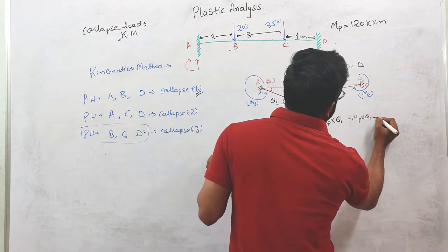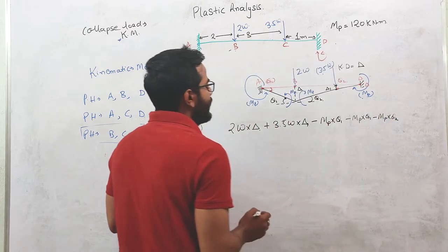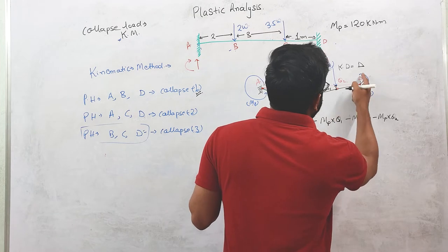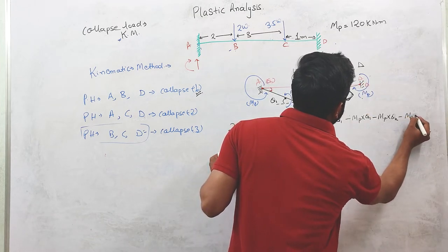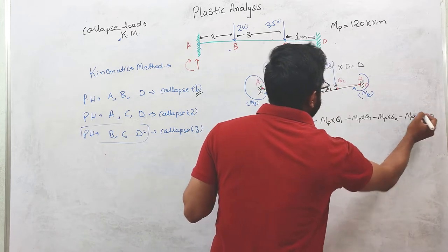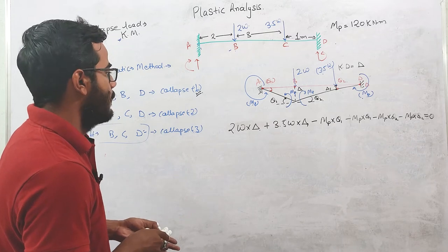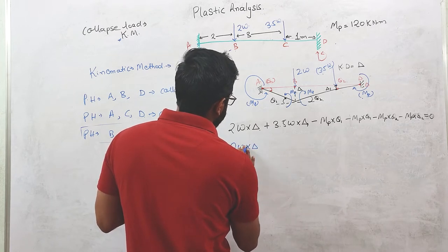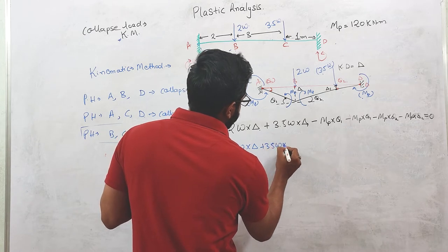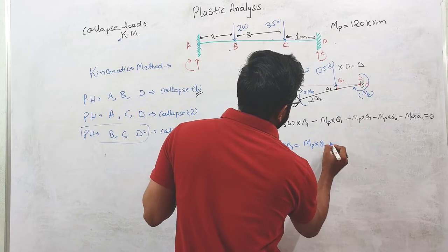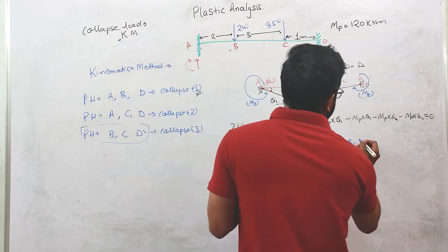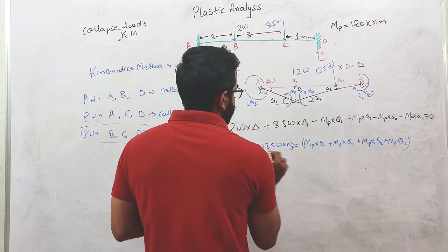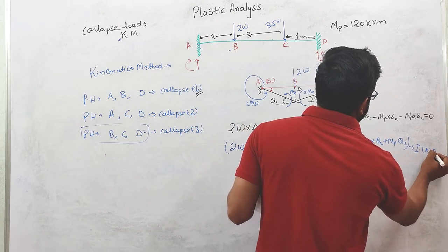Similarly, for this portion, it will be minus Mp into theta 2. Why negative? Because the direction of rotation and the direction of moment are in opposite directions. And at this point, again, this will be minus Mp into theta 2. So this value should be equal to 0. If you transfer this, 2W into delta plus 3.5W into delta 1 should be equal to Mp into theta 1 plus Mp into theta 1 plus Mp into theta 2 plus Mp into theta 2. Generally in books they mention this as internal work done.